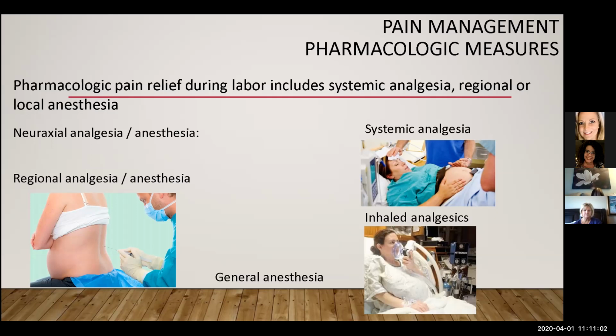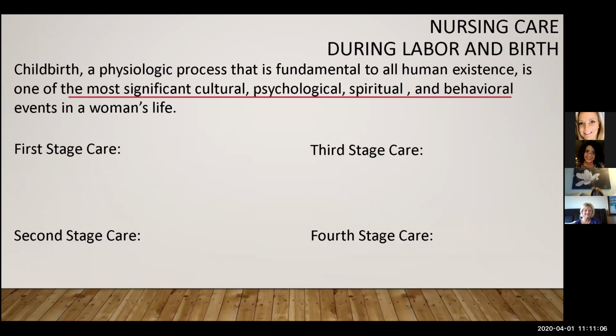So, last slide, guys. Thank you so much for hanging in there. Childbirth is a physiologic process that is fundamental to all human existence. It's one of the most significant cultural, psychological, spiritual, and behavioral events in a woman's life. We talked about how important it is for women and how it imprints on them. The nurse's role in childbirth is to ensure a safe environment for the mother and her newborn.